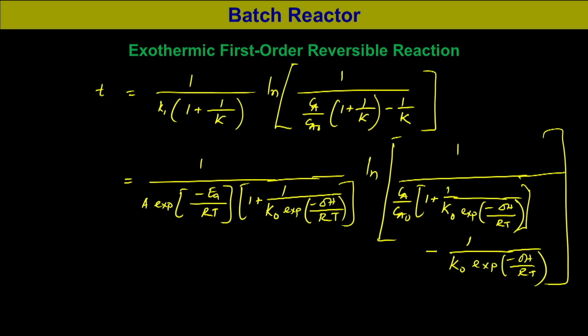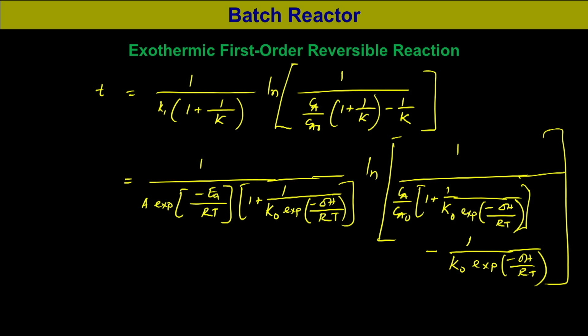Now, if we substitute K and K1, we would have 1 by A exponential minus Ea by RT into 1 plus 1 by K naught exponential minus delta H by RT, ln 1 by Ca by Ca naught into 1 plus 1 by K naught exponential minus Ea minus delta H by RT, minus 1 by K naught into exponential minus delta H by RT.